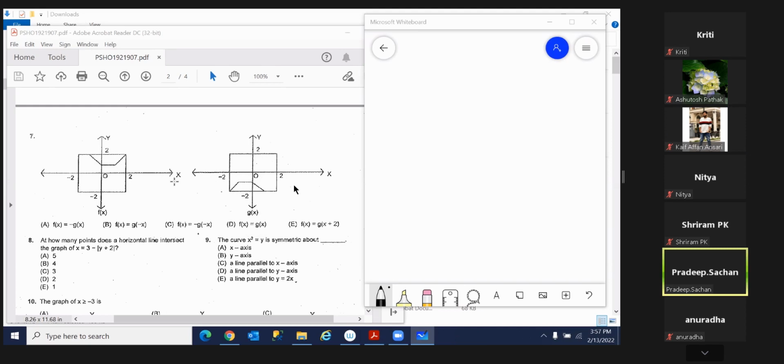If you want to reach from gx to fx, you have to put one mirror across the x-axis. You will take the mirror image. Then again, you will put one mirror across the y-axis. So first, you will go to minus of gx, and then you have to go to minus g of minus x. So fx will become minus g of minus x. C option is the correct answer. Oh, good, I got it.